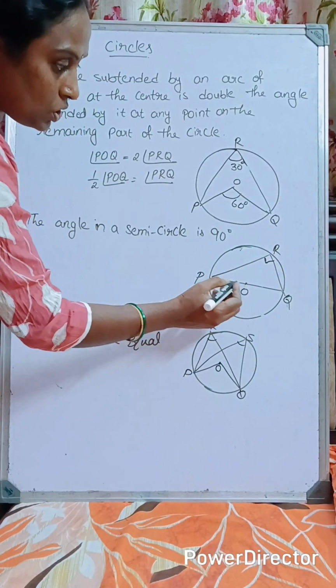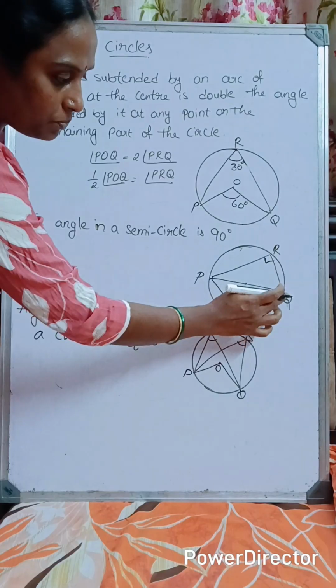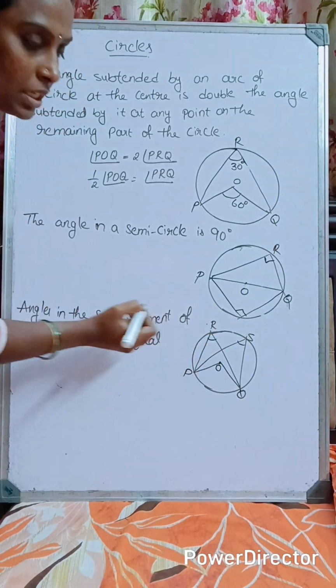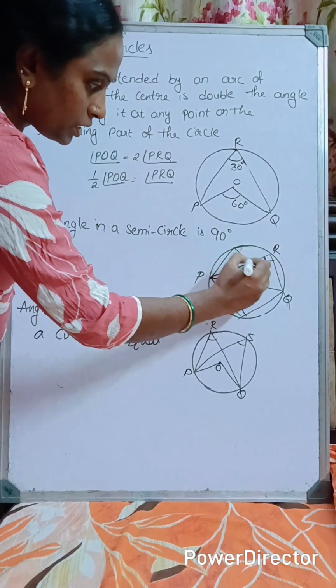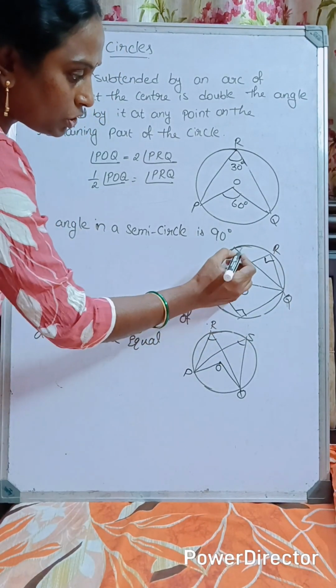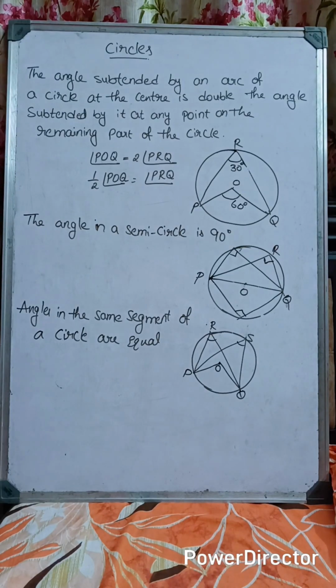90 degrees. Not only here, we can go like this also. This is also a semicircle, yes. So the angle in a semicircle here is also 90 degrees. And here, the angle in a semicircle is also 90 degrees itself. That is the second theorem.